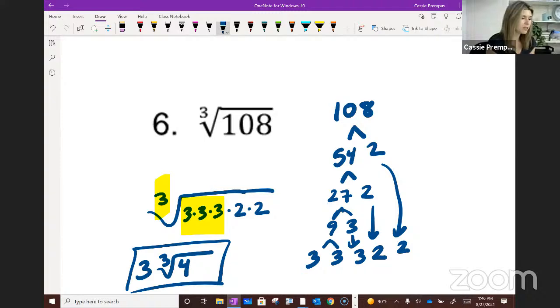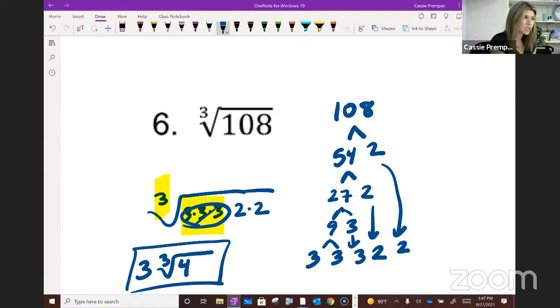All right, ladies and gentlemen, if you could bring your attention up to the front. If you did this using factoring, if you're factoring all the way down, maybe line up your factors at the end just so you don't lose any. 108 factors down into 3 times 3 times 3 times 2 times 2. Since this is a cubed root, I need how many of the same factors before I can take it out? 3. So I see 3 times 3 times 3. I can circle that, cross it off, bring it out to the front. And the answer is 3 cubed root of 4.